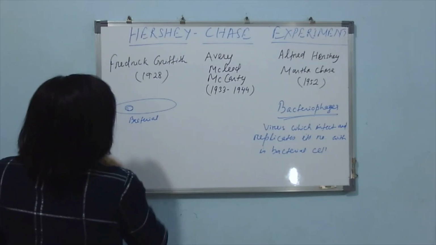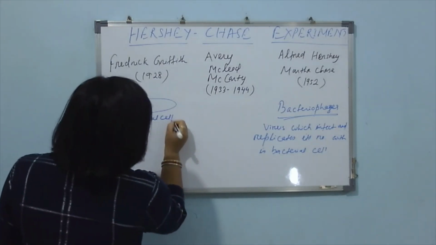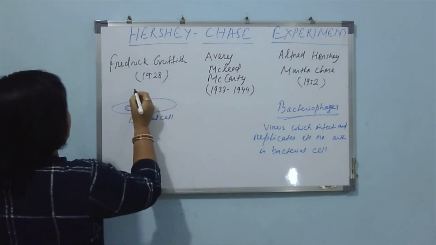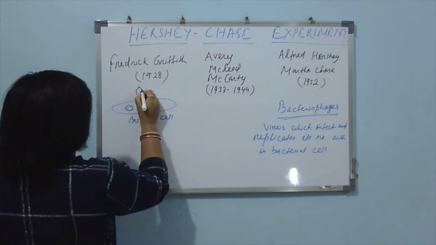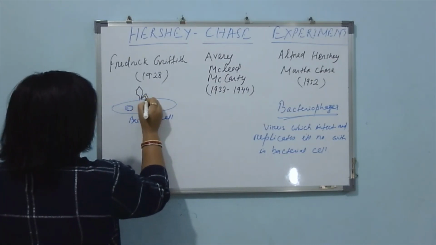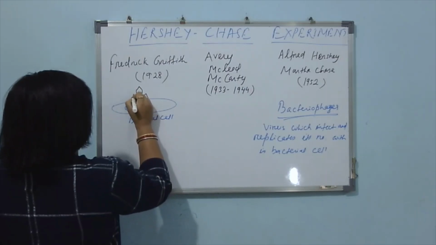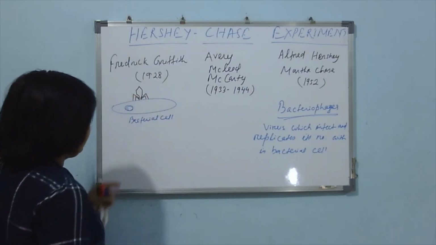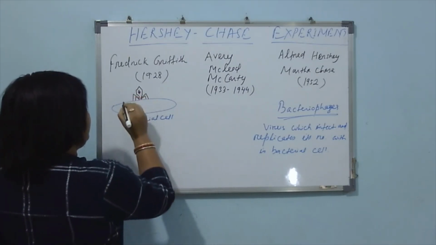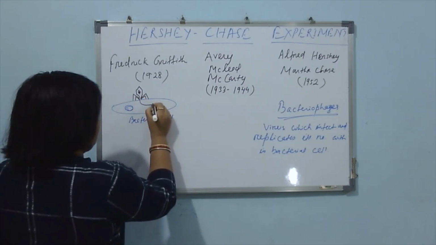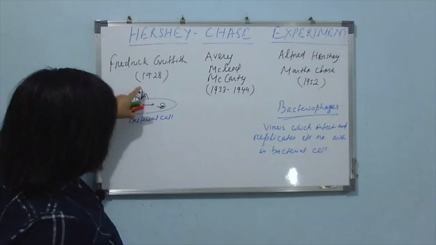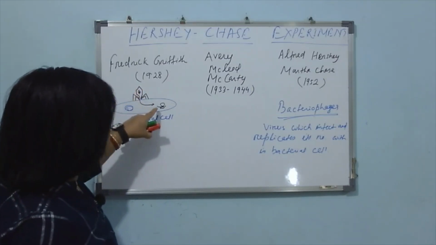When the virus comes in contact with this bacterial cell, it will attach on the body surface of the bacterial cell. Then what will happen? This virus will infect this bacterial cell and pass its genetic material into the bacterial cell. So the genetic material of this virus will enter into the bacterial cell.